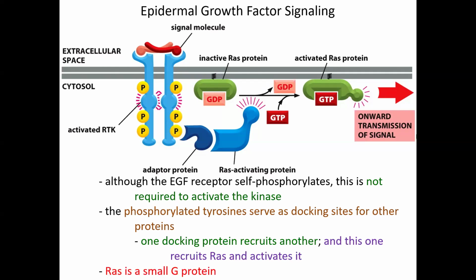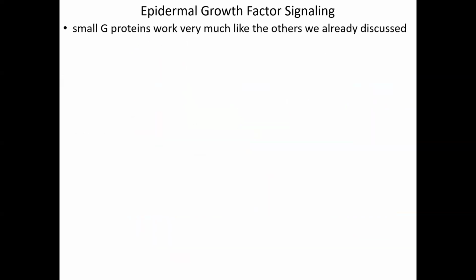What is RAS? Hold on. RAS is a G protein. G proteins bind to GDP and GTP. G proteins are inactive when they're bound to GDP, and they're active when they're bound to GTP, and such is the case for RAS. So these small G proteins like RAS work very much like the other G proteins that we've talked about. It's just that they don't have the gamma and the beta subunits.